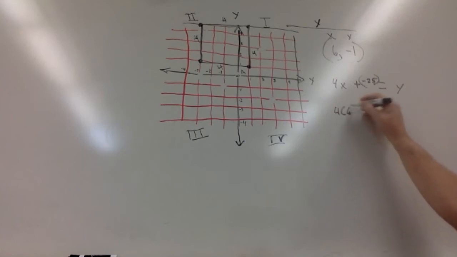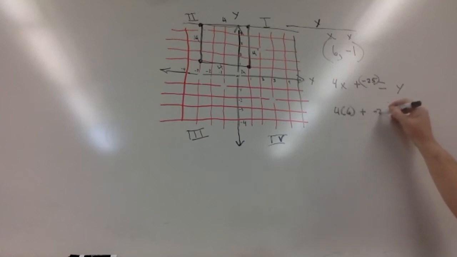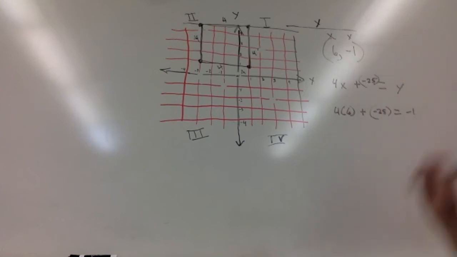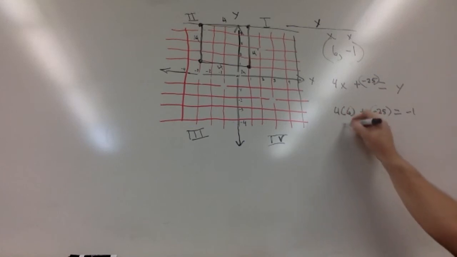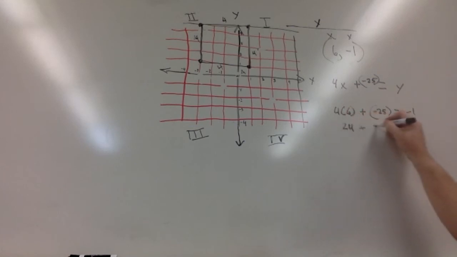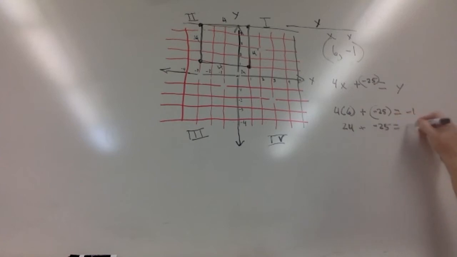So 4 times 6 plus negative 25 should equal negative 1. When you go to solve it, I got 24 plus negative 25 equals negative 1. If that's correct, then we say yes. If it's not correct, then we say no.